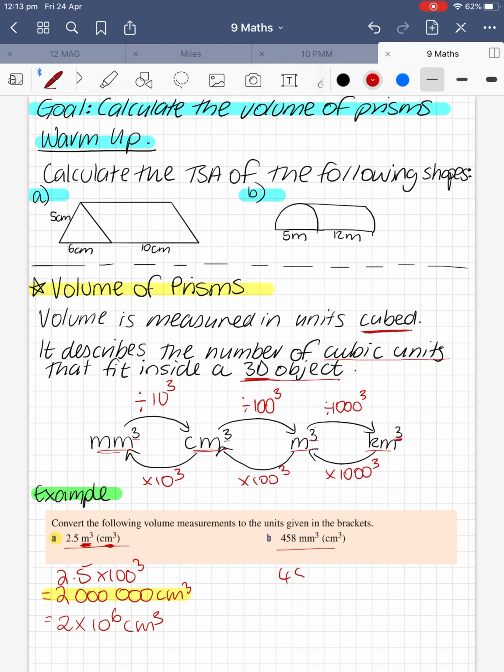Let's do the next one now. All right, so we've got 458 millimeters cubed. Converting that to centimeters cubed, we need to divide by 10 cubed. All right, we pop that in our calculator, we end up with the answer 0.458 centimeters cubed. All right, so that's how we convert between units of volume.